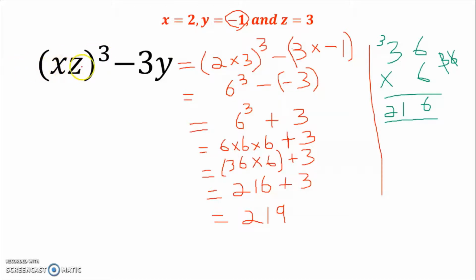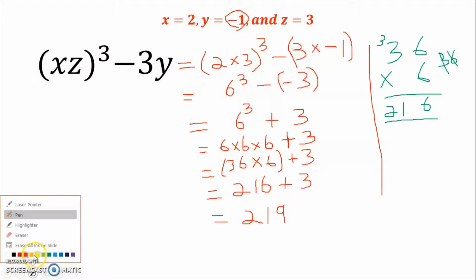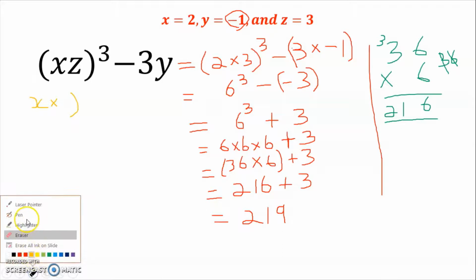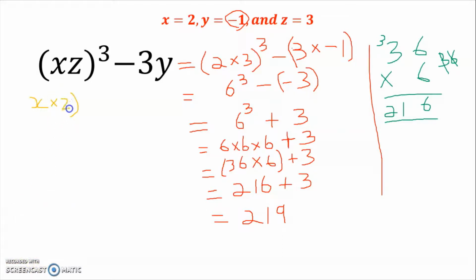X, the cube of xz, minus 3y. Remember, xz is the same as x multiplied by z, not y. We're going to cube all of that, x multiplied by z, cubed, and then we're going to subtract 3y from that. 3y is the same as 3 multiplied by y.